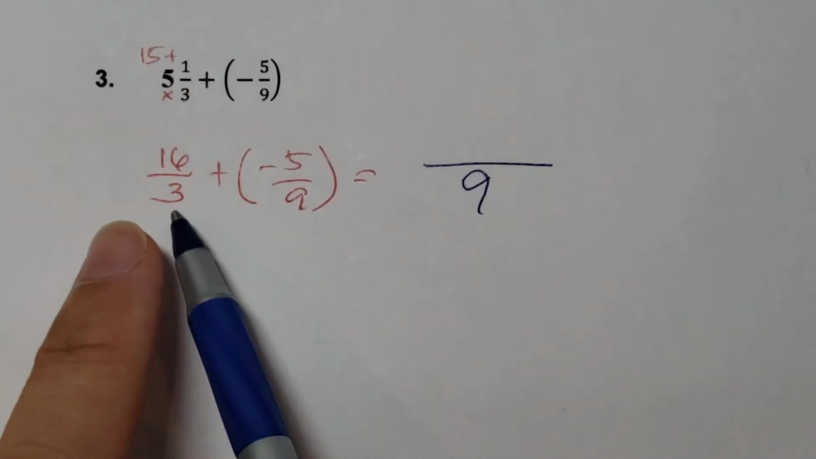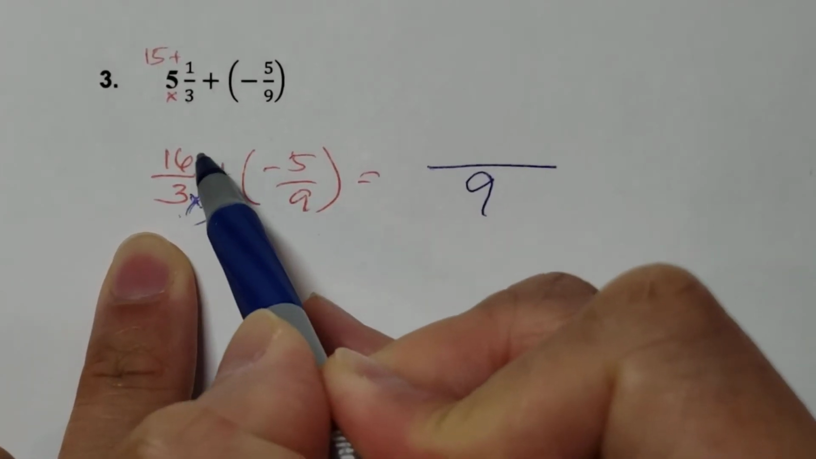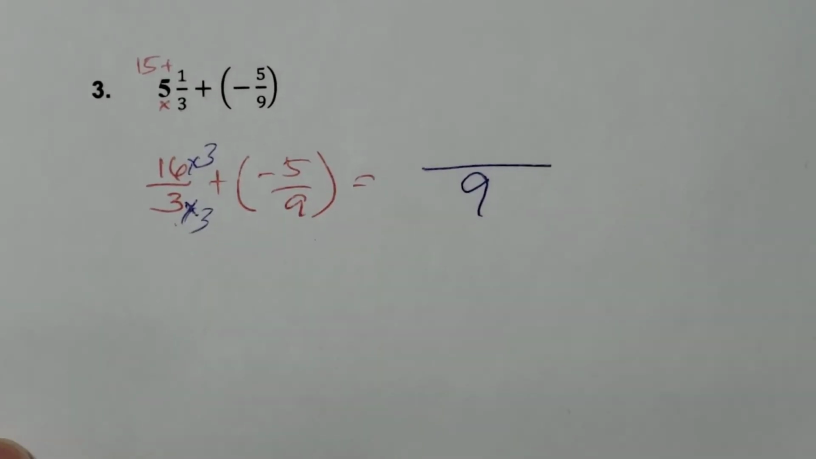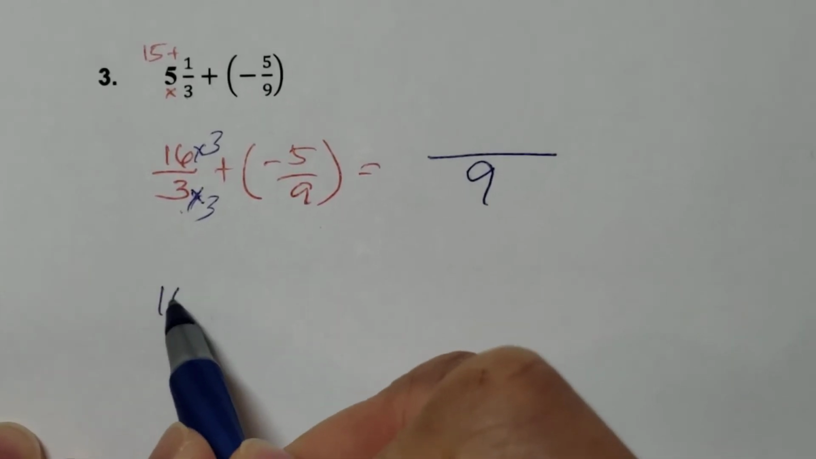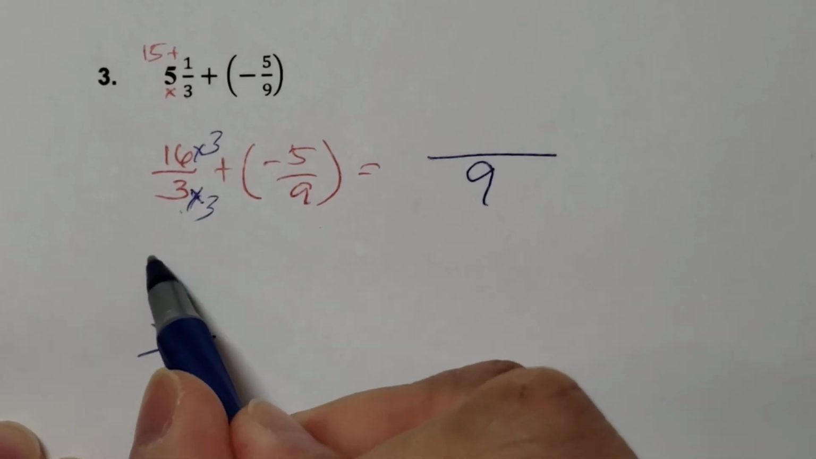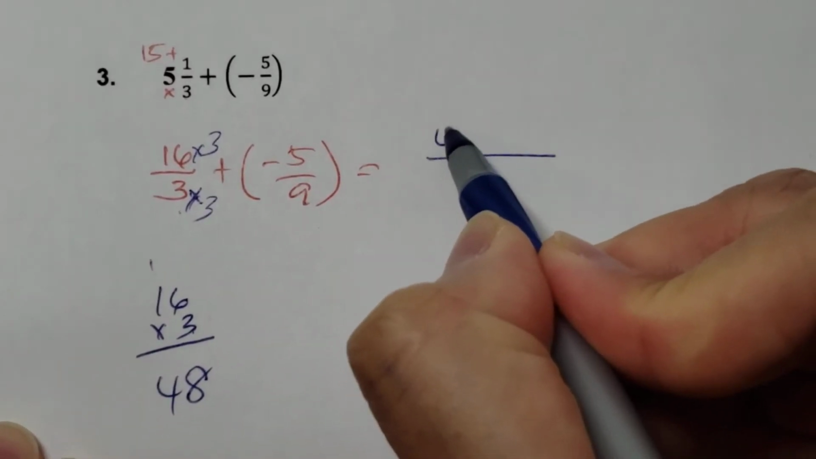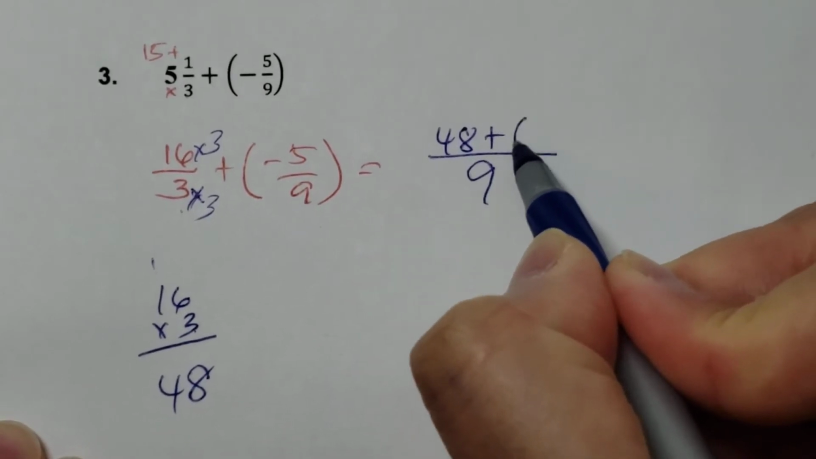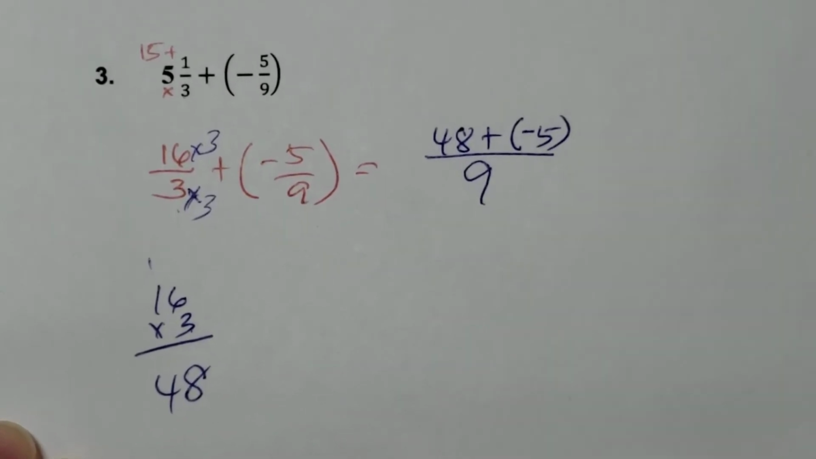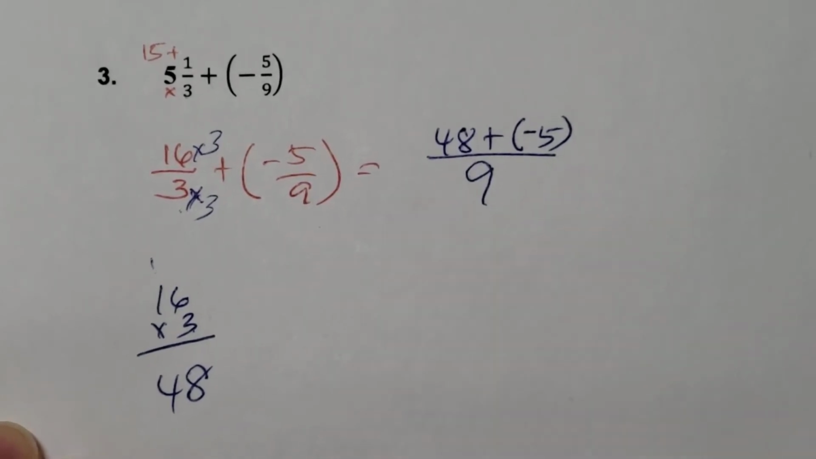So what did you multiply to 3 to get 9? Times 3, times 3. 16 times 3: if you multiply that, 3 times 6 is 18, carry 1. 3 times 1 is 3, plus 1 is 4. So that's going to be 48 plus a negative 5. This stays the same because 9 times 1 is 9, so we're not touching that.